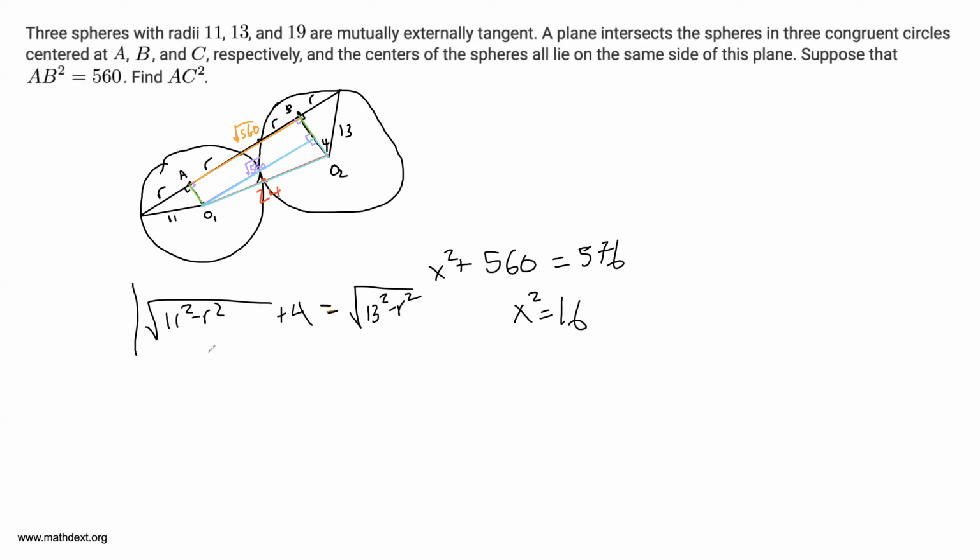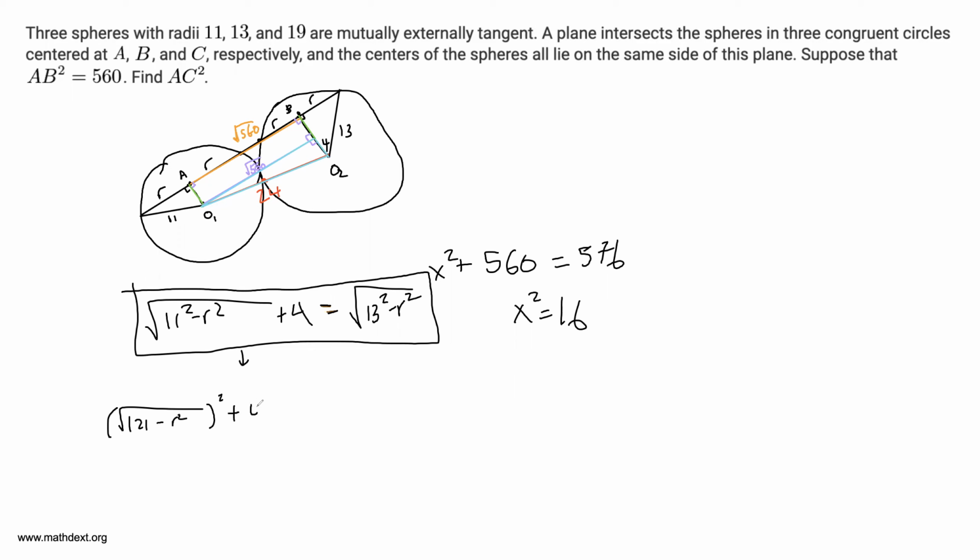So now we have an equation for r, and we can actually solve for this common radius of the 3 cross sections. So what we do is we will square both sides of this. This left-hand side becomes the square root of 11 squared, which is 121 minus r squared, this squared, plus 4 squared plus 2 times 4 times root 121 minus r squared is equal to the right-hand side squared, which is 169 minus r squared. This thing over here becomes just root 121 minus r squared, and you can add r squared to both sides.